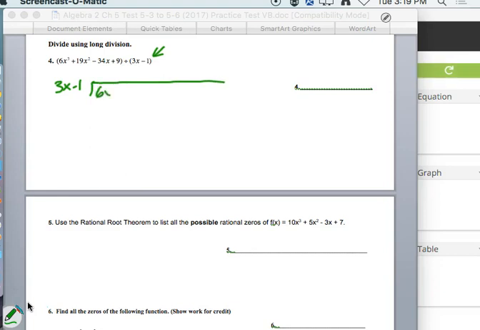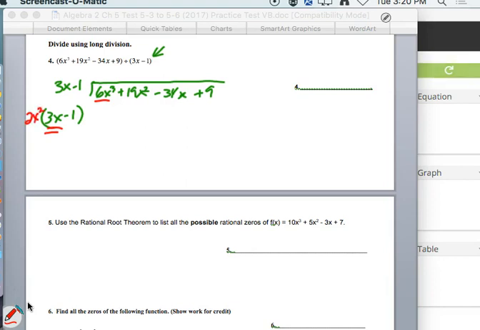And we have 6x cubed plus 19x squared minus 34x plus 9. So it's there and it's in standard form. Nothing is missing. Again, if anything is missing, we'd have to make it a 0 as its coefficient. So we start with our 3x minus 1. And we realize that what we really have to do is get rid of 6x cubed. That means we have to multiply 3x by something so that it will become 6x cubed. And that would be 2x squared.